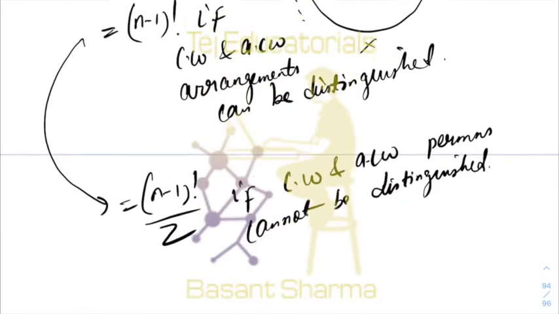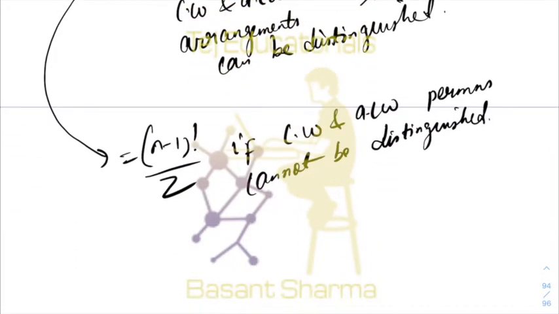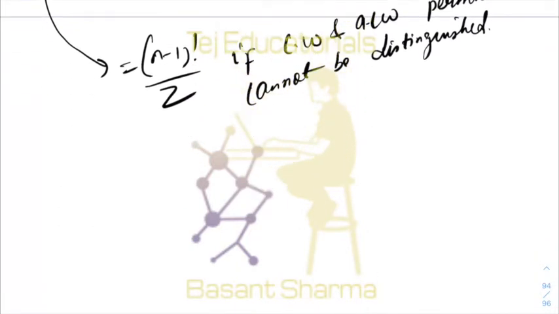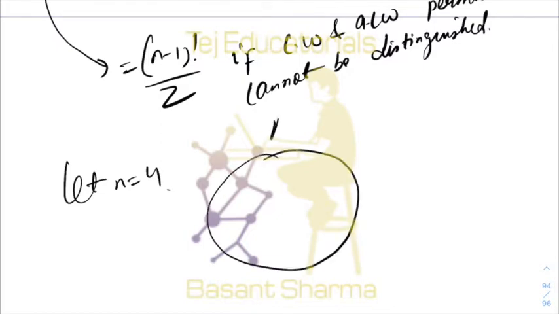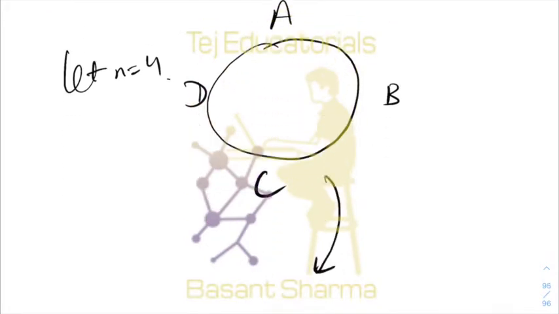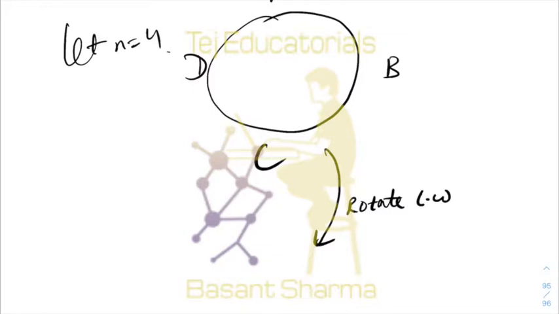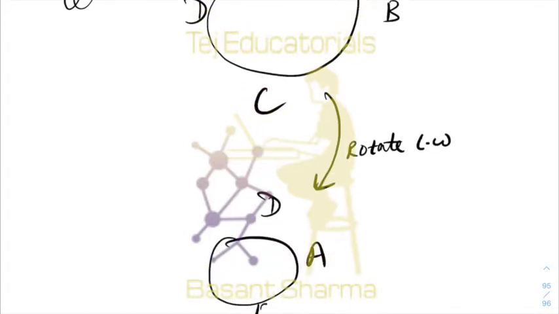Now what this means is, suppose you have n different objects. Let's say n equals 4. Suppose you have 4 objects. Consider this arrangement. You can have A here, B here, C here, and D here. Now what you do is just rotate this clockwise, changing the positions of A, B, C, and D. So you will get something like D, A, B, C.